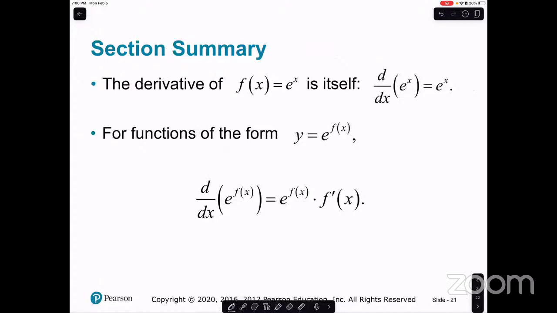So here we introduced again, looking at or exploring the derivative of the exponential. Remember, the exponential e is its own derivative. And then if you ever have e to the power of a function, when you take that derivative, it's still going to be itself times the derivative of that power.